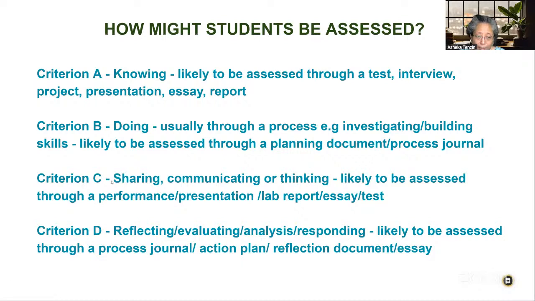Criterion C is about sharing, communicating, or thinking, and it is assessed through a performance, presentation, lab report, essay, or a test. And criterion D is about reflecting, evaluating, analysis, responding. It is most likely to be assessed through a process journal, action plan, reflection, or document essay. So here they have given you a brief description of criteria A, B, C, D: what are we assessing in the 4 different criteria?